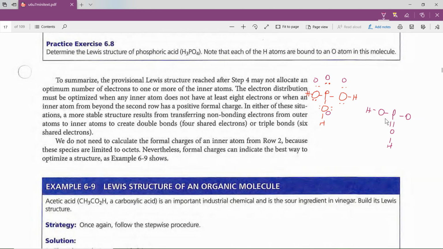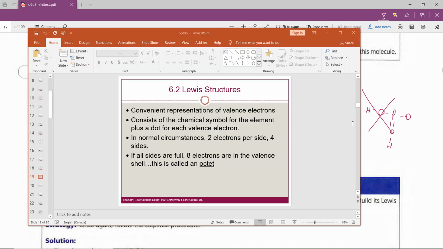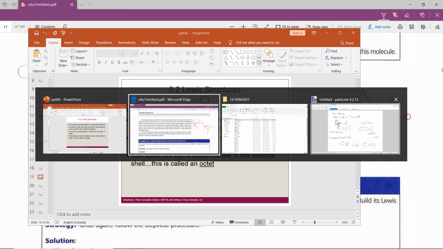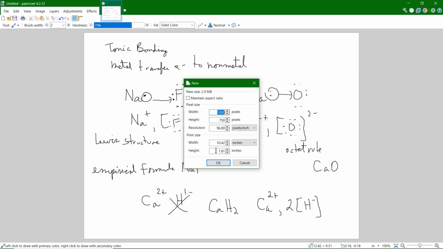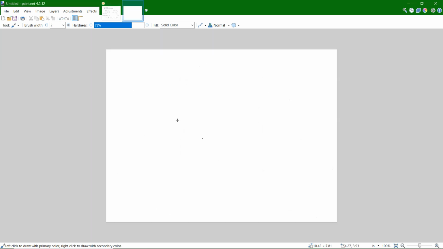H3P. Now, there is something here that I just realized. I got H3PO3, right? That's not what phosphoric acid is. It's H3PO4. So I was wondering, why is this question appearing here? So I'm going to go to my canvas here, my paint, and I'm going to do a new drawing here. So H3PO4. Okay, I thought there was something a bit odd there.